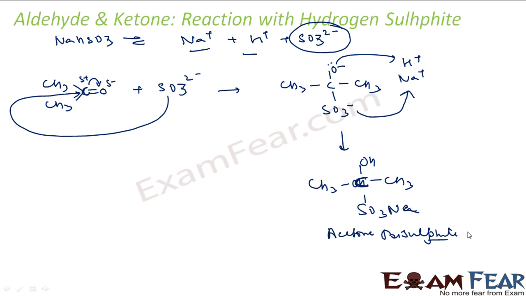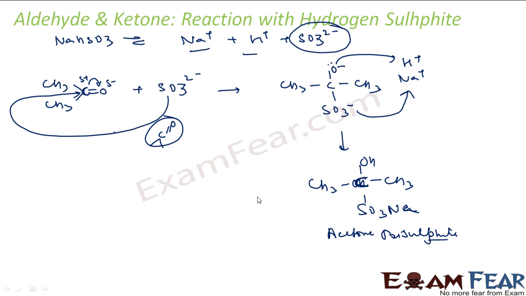And there is something special about this process. This process can be used to separate carbonyl compounds and non-carbonyl compounds. Any compound which has this carbonyl group, with the compound which doesn't have, because only the compound which has a carbonyl group will react with this NaHSO3.